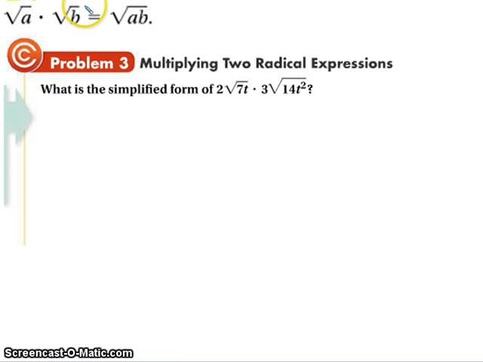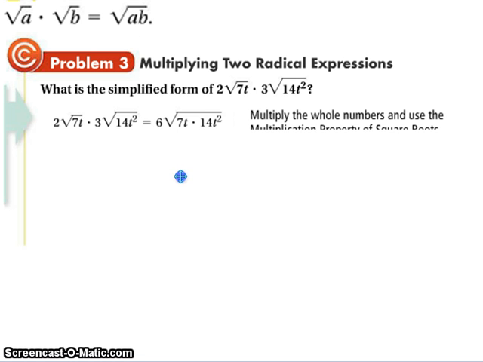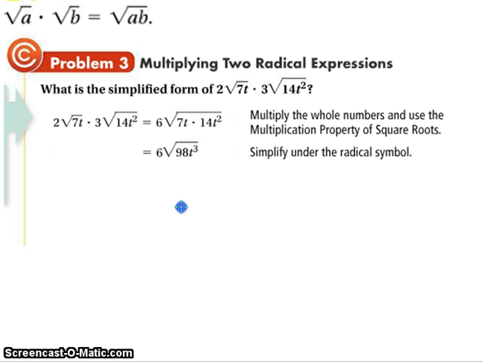Now, if we have 2 separate pieces, we can multiply them together. So what we can do here is take the 2 times 3 and get 6. And the square root of 7t times the square root of 14t squared. Okay, so I get 6 square root 98t cubed.